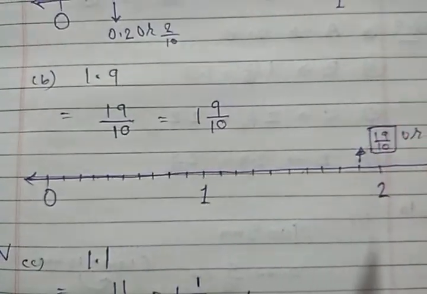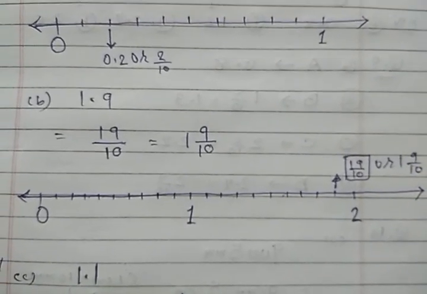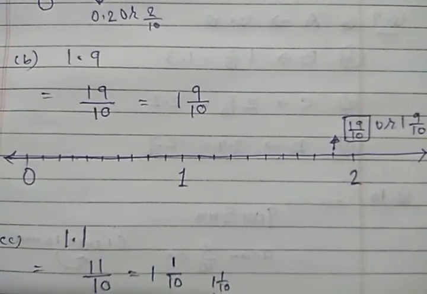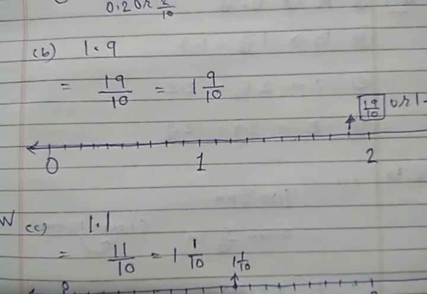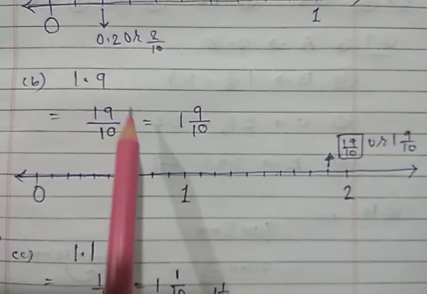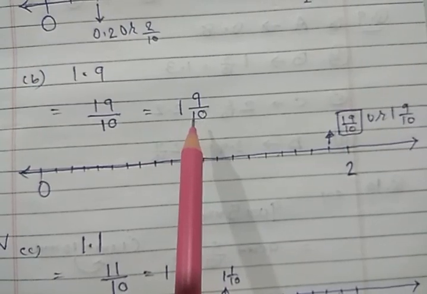Now 1.9 means 19 upon 10. Now this 19 upon 10, it is an improper fraction, right? So you convert into mixed fraction. Improper fraction can be converted into mixed fraction. So 19 upon 10 means what? 1 integer 9 upon 10. So your work will be very easy.